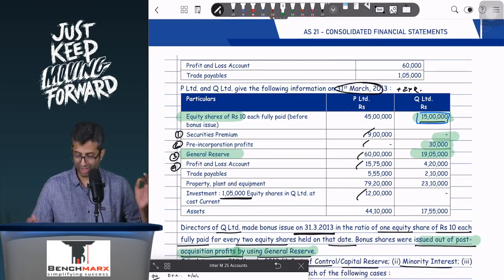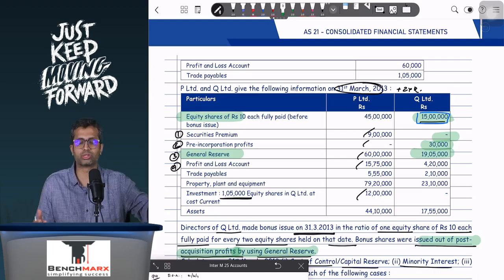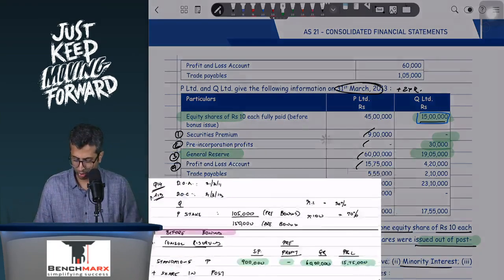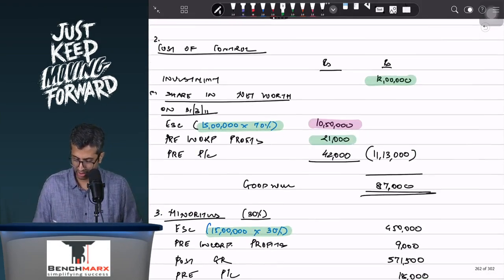So it is pre, and hence there is no analysis in this. 30,000 into 70% will directly be taken for the goodwill workings, as you can see over here, and the remaining 30,000 into 30%, that is 9,000, will go to the minorities.